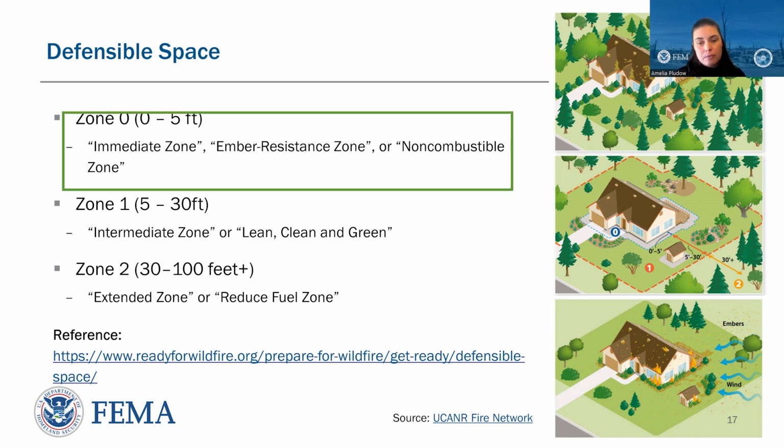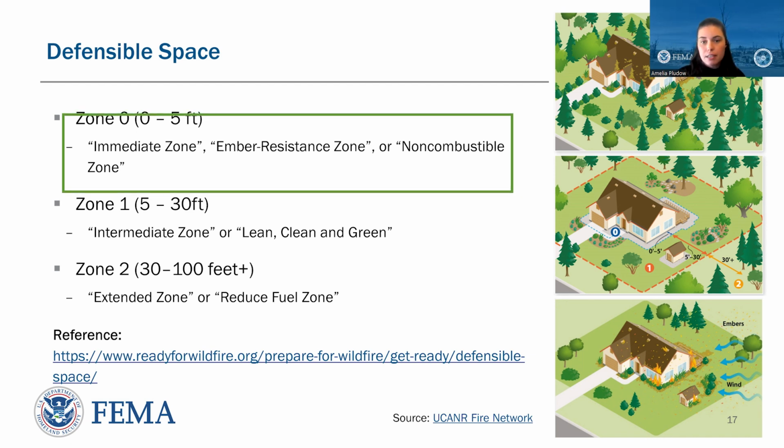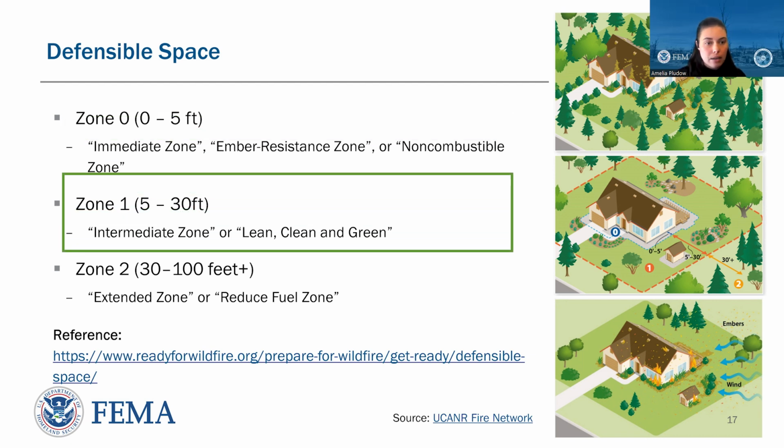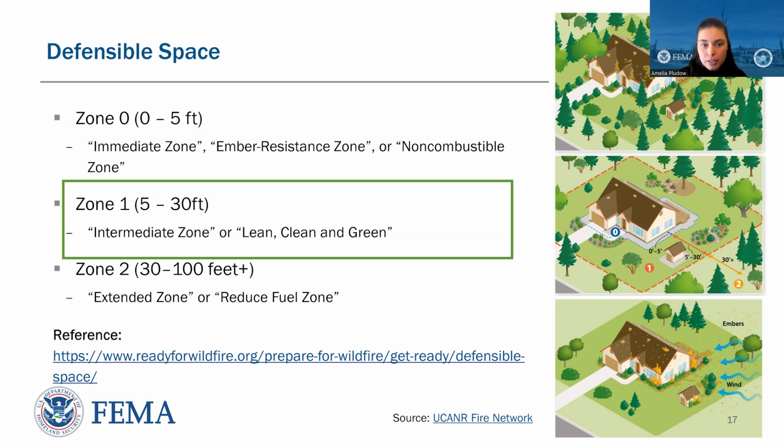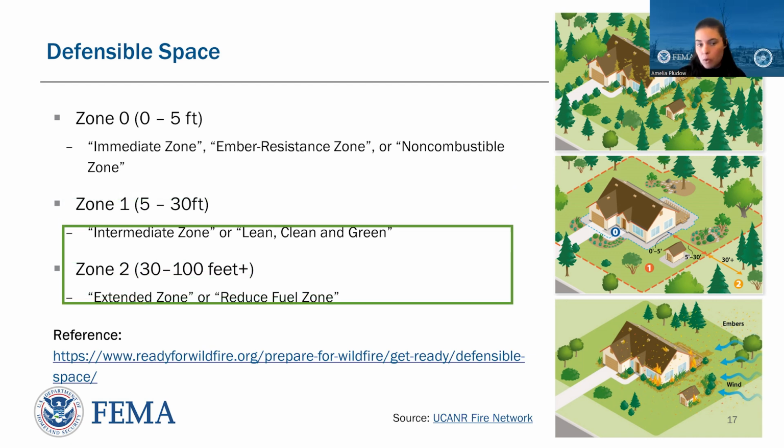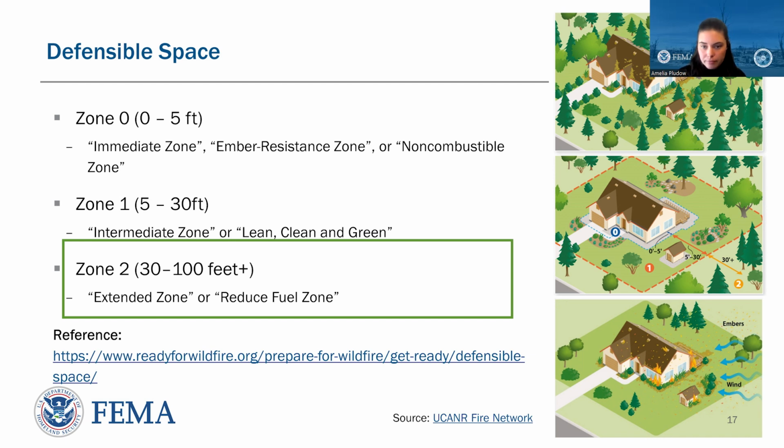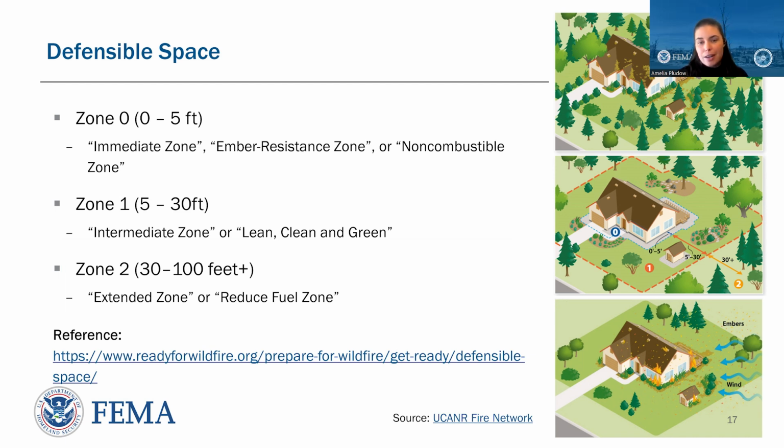As we move farther away from the building, the requirements for maintaining landscaping and types of plants and configurations relax somewhat. And so we'll talk about zone 1, which is 5 to 30 feet, the intermediate zone, and then zone 2, which is 30 to 100 feet or more, the extended zone. There is additional detail about specific guidance and requirements at this link, but again, and I'll be saying this a few more times, there is certainly local, more detailed guidance, so referencing your local standards is prudent.